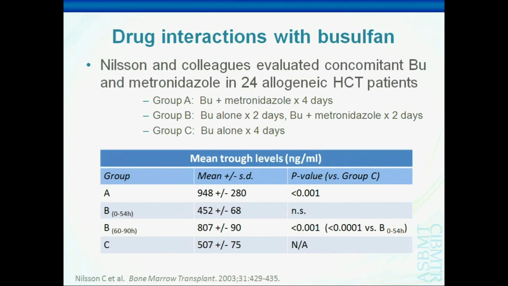B was looked at in 2 different ways. Remember, B, the first 2 days busulfan was alone. So this is the 2 days busulfan was alone. The trough concentration was about 452, which is comparable and not significantly different from C. However, when metronidazole was added on days 3 and 4, you can see there was a significant increase in the trough level when compared to the 2 days prior and compared to the control.